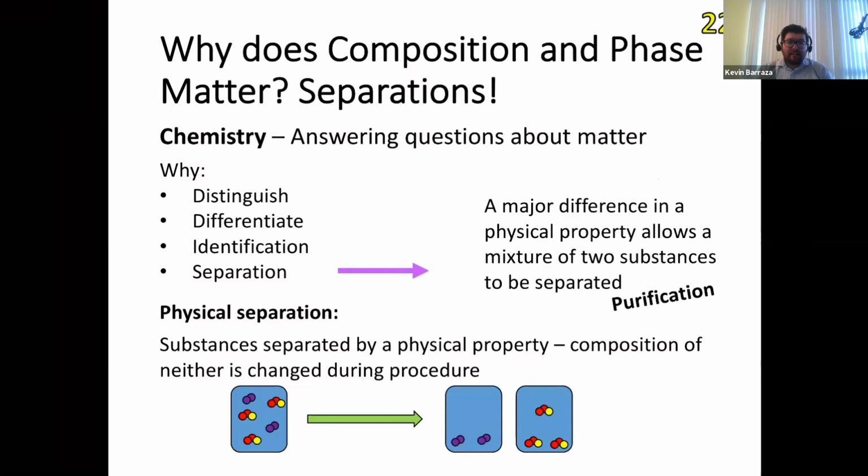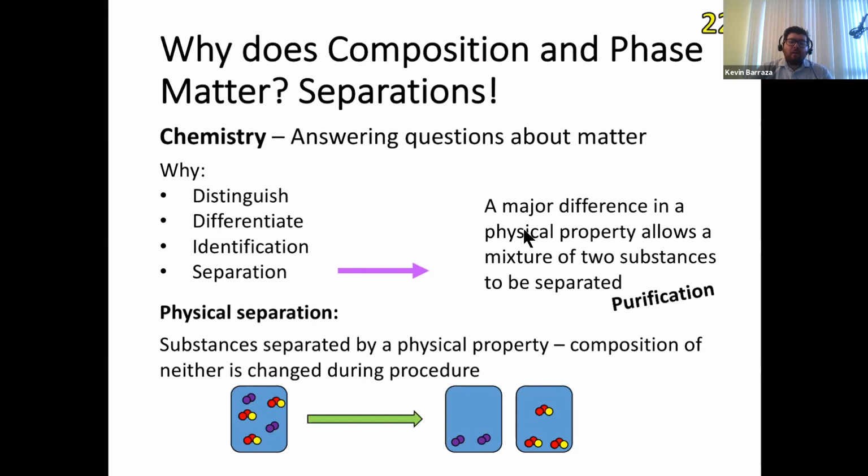So what is a big application of this? Why do we care about, say, composition and phases? One way to apply this is through being able to separate substances from each other. Remember, we're focusing on these bigger picture questions, but as a major bullet point in why we're doing this, we want to distinguish, differentiate, tell things apart and identify. But one way we use this information is through separation.